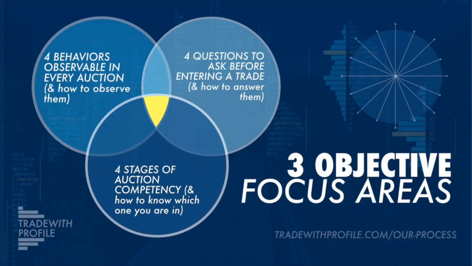Stage 1 competency in the auction, and really in any endeavor, is an unconscious incompetence, where you just don't know what you don't know. No fault of your own. You just haven't had enough exposure. And then as you go through a rigorous process, you'll go to stage 2, which is a conscious incompetence. Basically, you're like, oh, there's all kinds of things I don't know, and I need to know them.